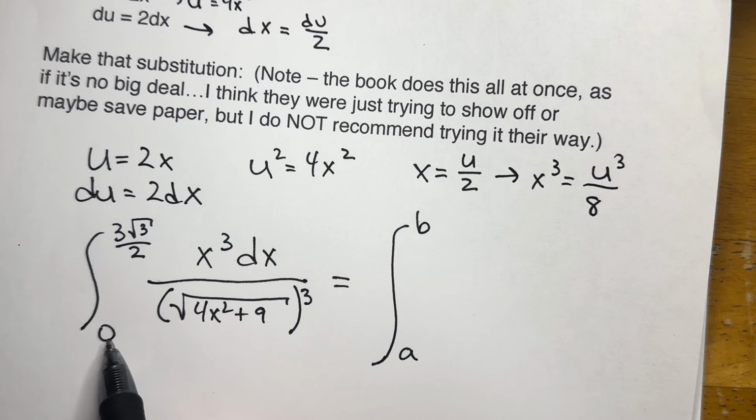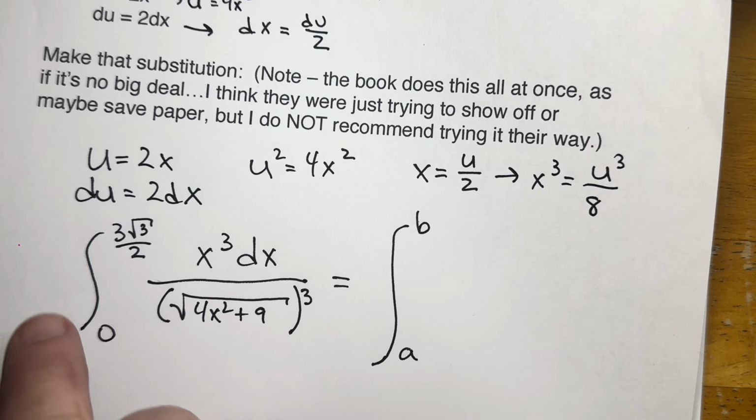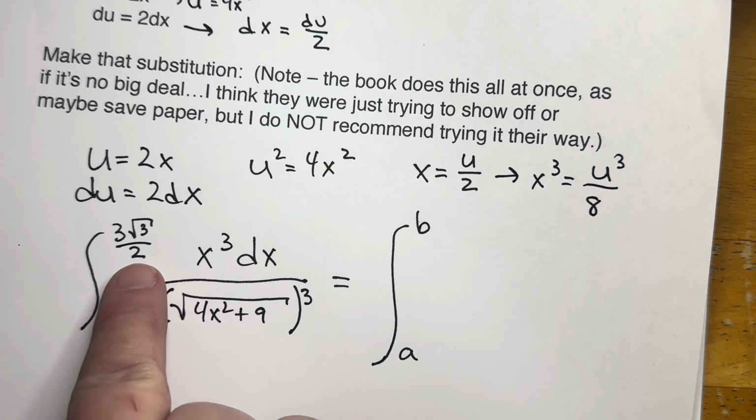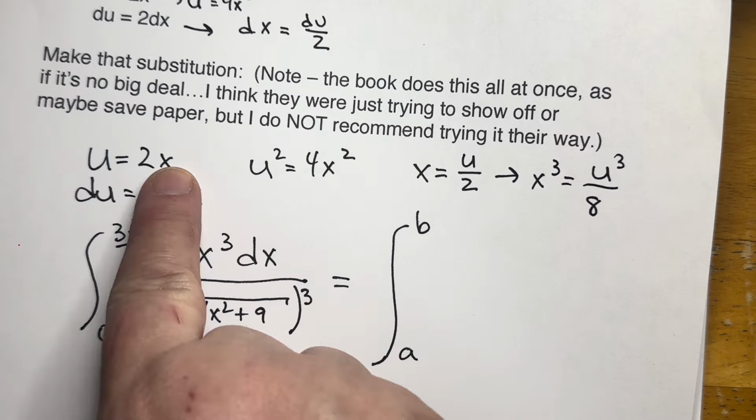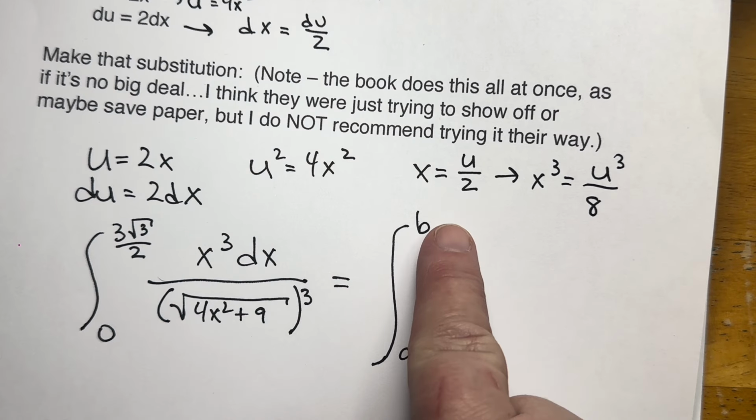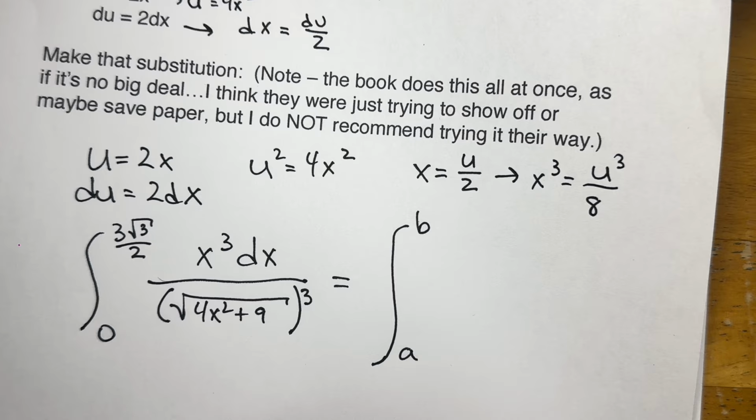Here, where x is 0, u is going to be 2 times 0, so this will be 0. And up here, this is 3 radical 3 over 2. u is twice x, so it's 2 times this, so it'll be 3 radical 3. So that's fine. You can convert it at every stage. I'm going to wait till the end just because I want to show you what that looks like.